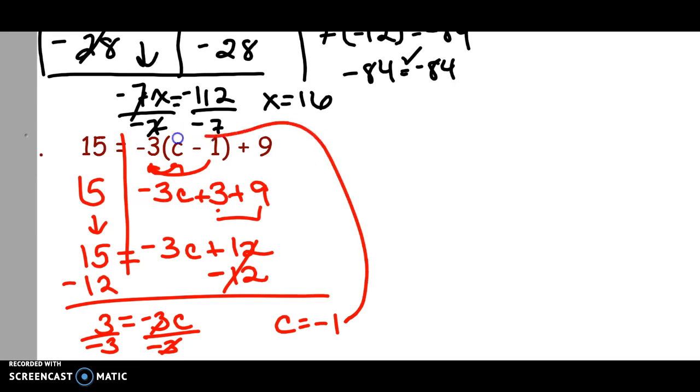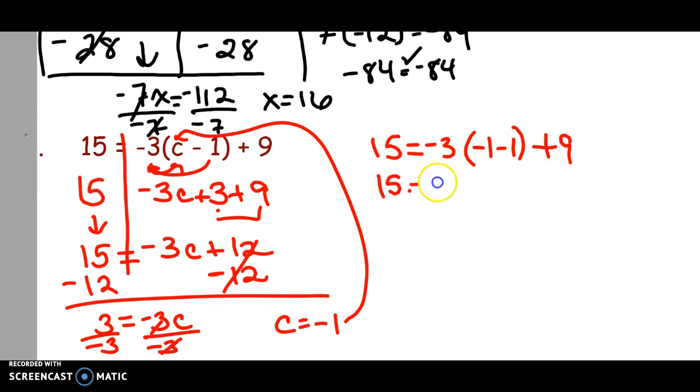So I'm going to plug this back in. I get 15 equals negative 3 times negative 1 minus 1, plus 9. So follow your order of operations. 15 stays there. Negative 1 and negative 1 is negative 2. Negative 2 times negative 3 is 6.